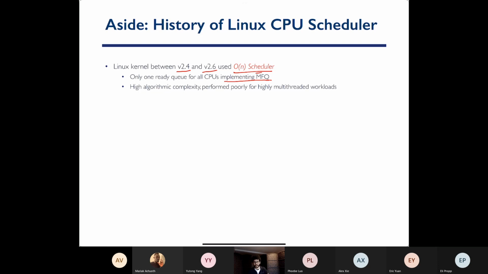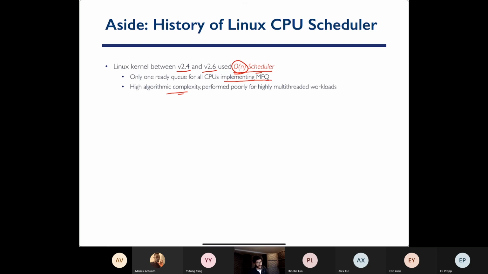The downside of the scheduler was its complexity. So that's where this O(n) comes from. It was kind of like a linked list. So in order for you to search between the tasks in your system, you have to pay order of n, n being the number of tasks in your system.